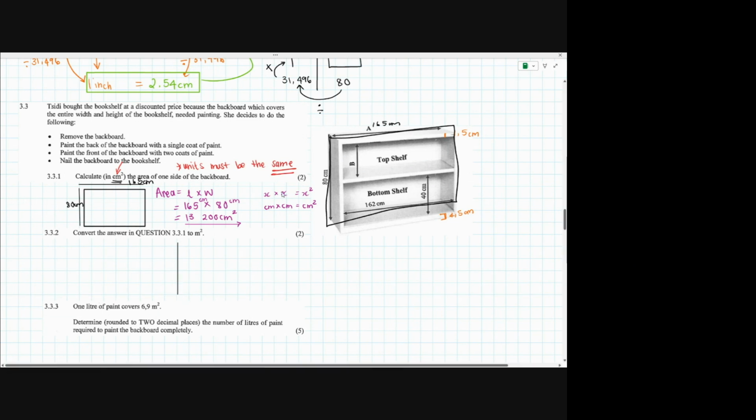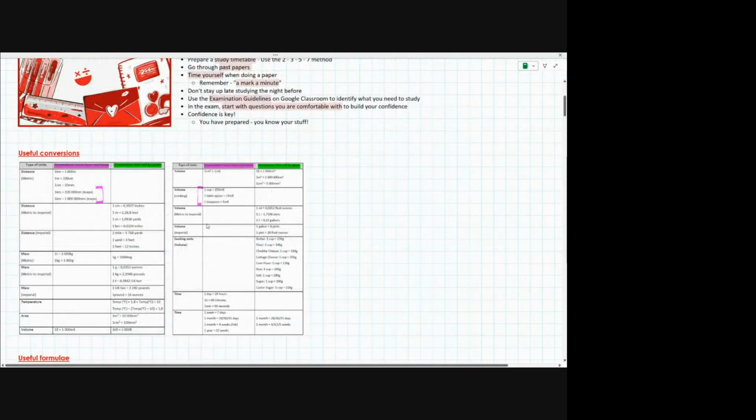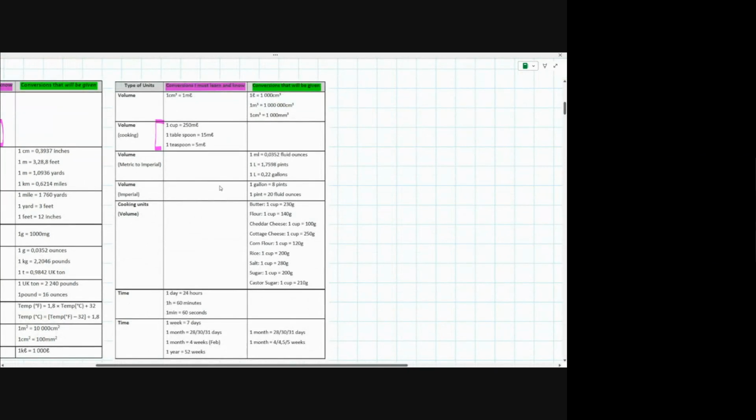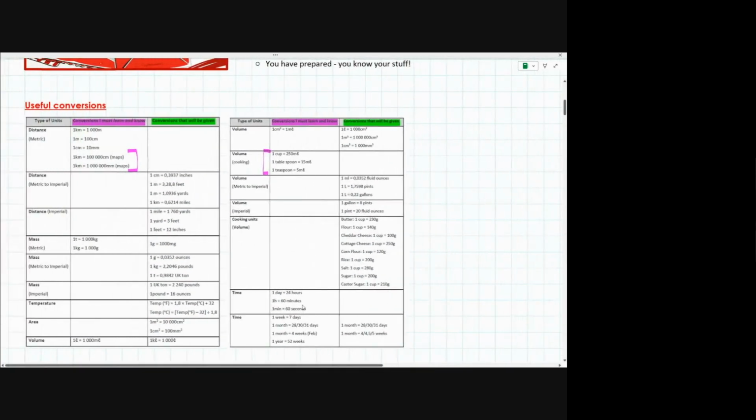Right, if we just take a little scroll all the way back up to some conversions you should probably know. It's going to be awkward if I haven't written it on here. Right, so for whatever reason, for the last few years, they've been quite mean with this. Even though I've said it's a conversion that will be given. Oh, no, wait, that's a volume. It would be really helpful if I was looking at the right thing here.